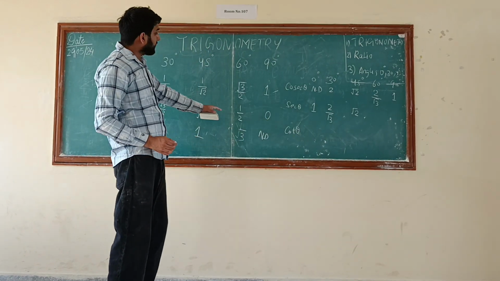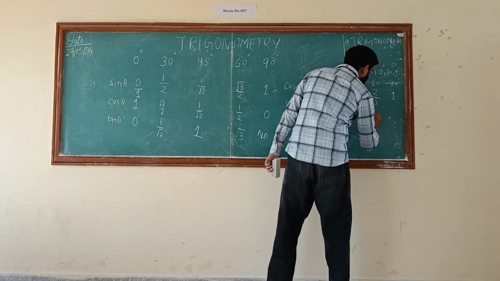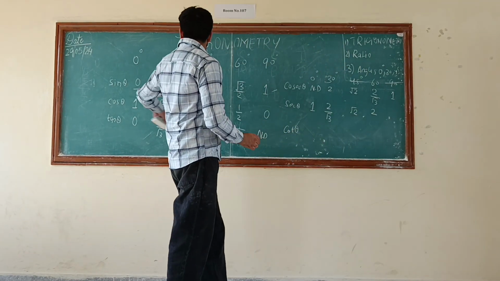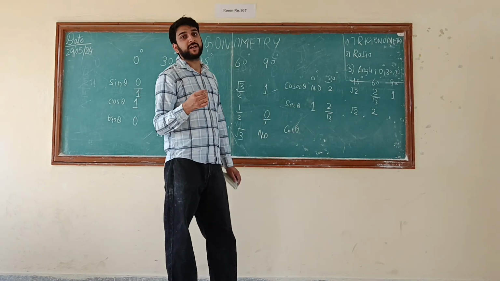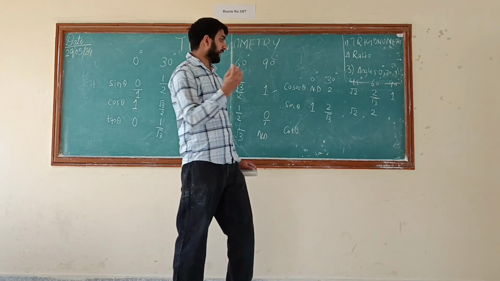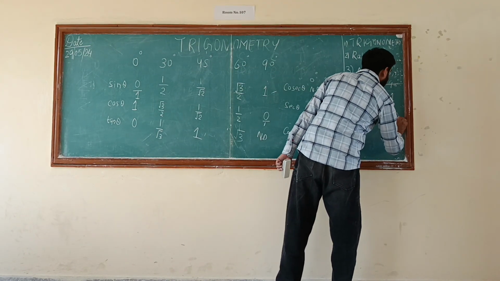And cos 60 degrees is 1 by 2. So secant 60 is 2 here. The last one is cos 90 degrees, which is 0 upon 1. When we take the reciprocal, it becomes 1 upon 0. That is not defined. So secant 90 degrees is not defined.